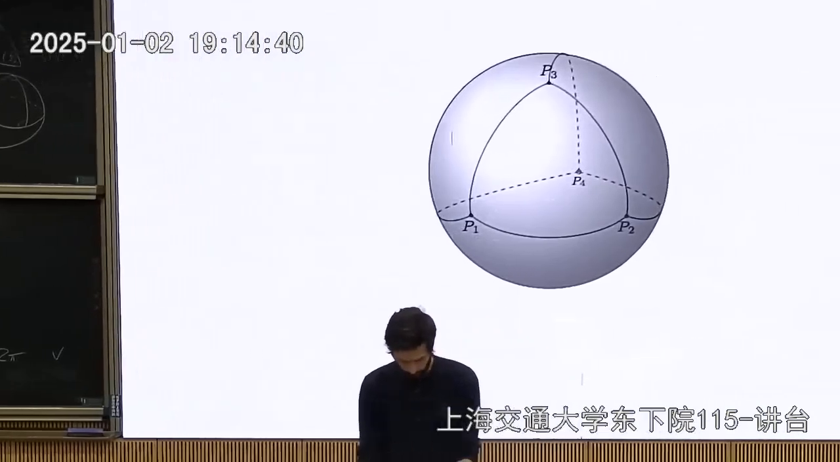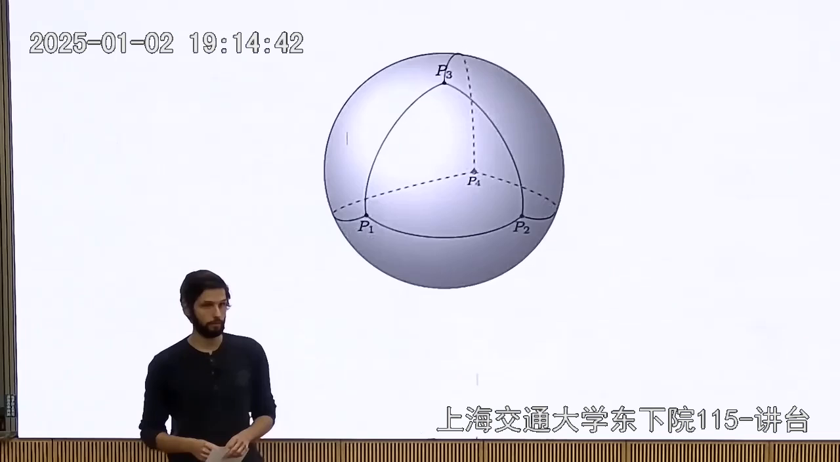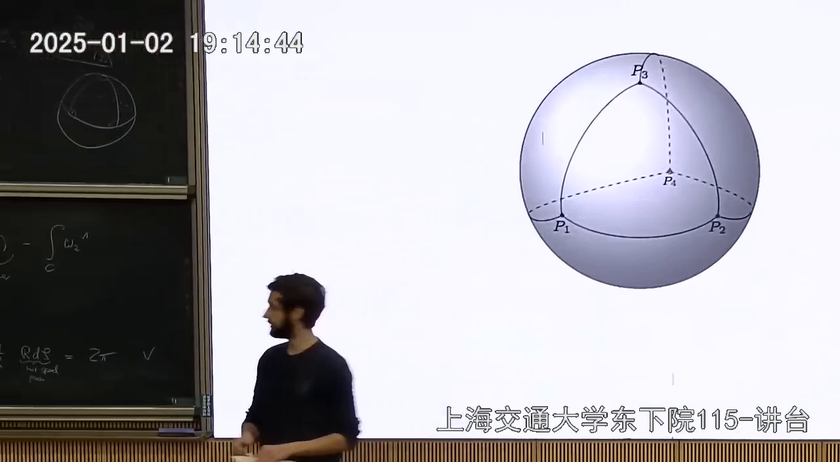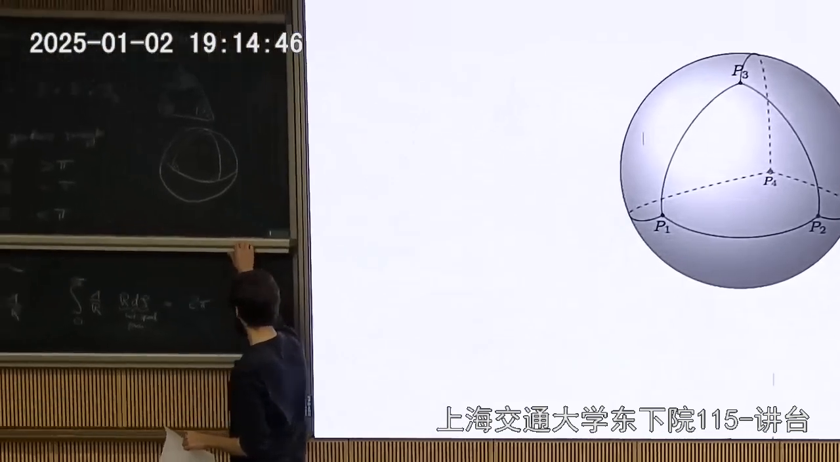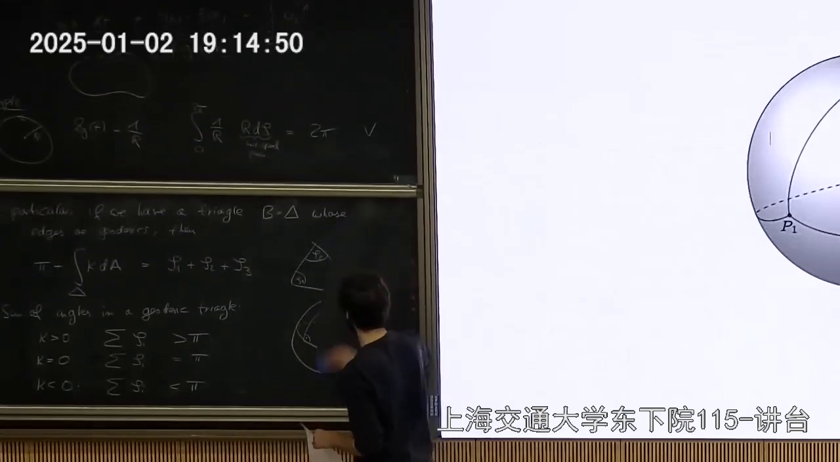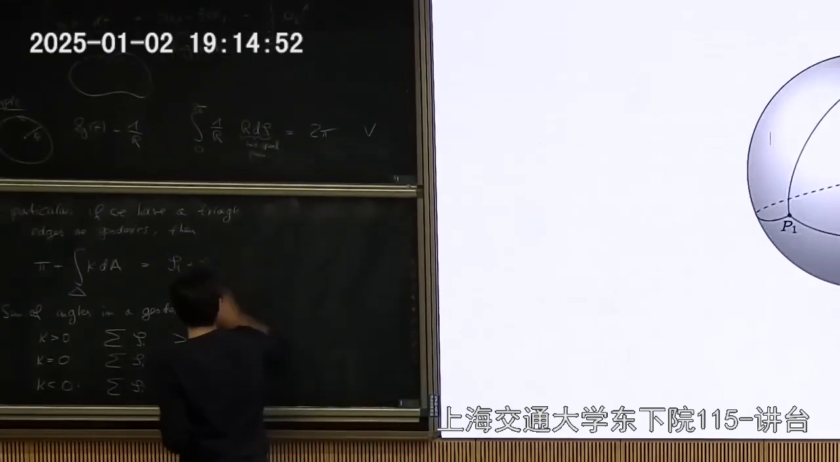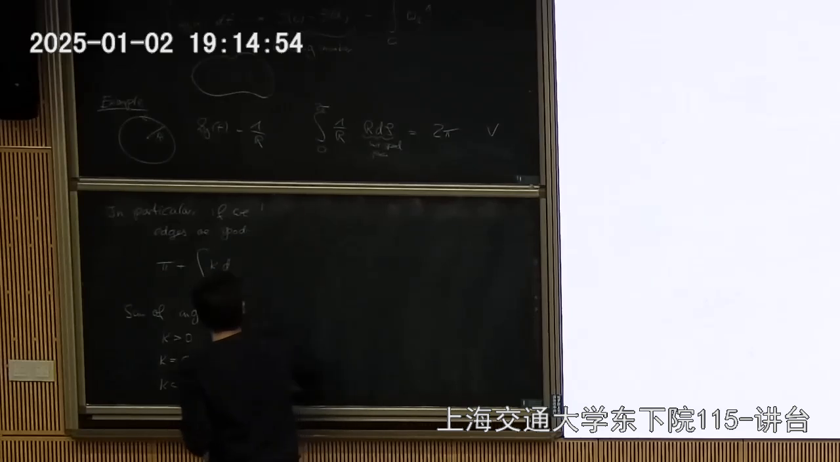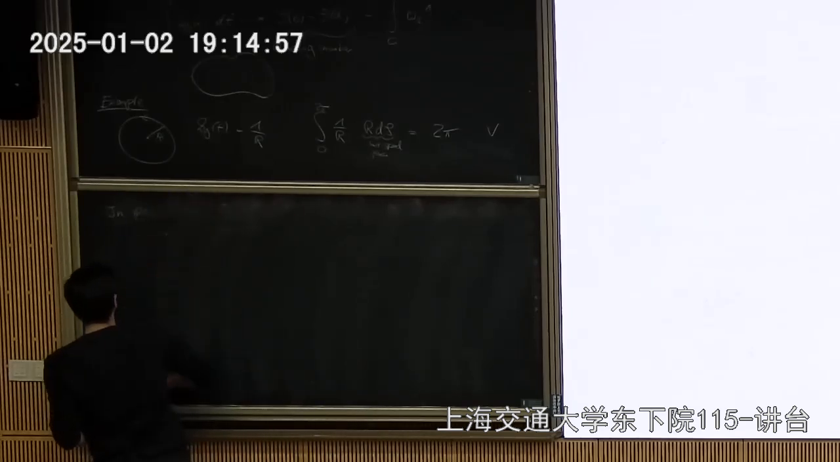And you might ask yourself, why triangles and not some other polygons? The idea is mostly that triangles have nice combinatorics.